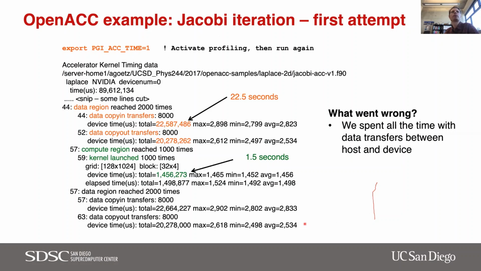So what went wrong? If we switch on profiling, Mahidhar will talk a little bit more about that. What's going to happen is you see that, oh, we reached a data region, we did data copy and transfers. That's 22 million microseconds, so that's 22.5 seconds, right? While here we have the compute region that is being launched, the kernel gets launched, we do a compute that took only 1.5 seconds. So literally we spent all the time transferring data between the host and the device.